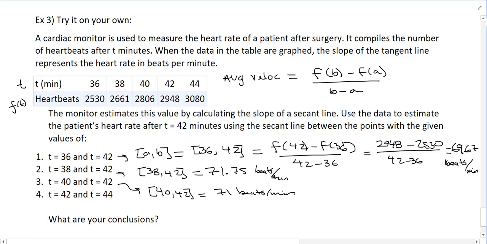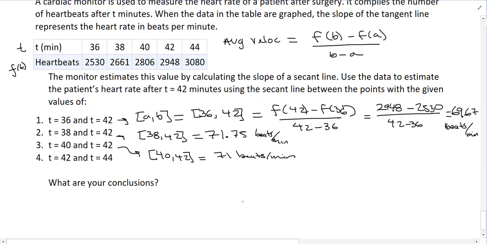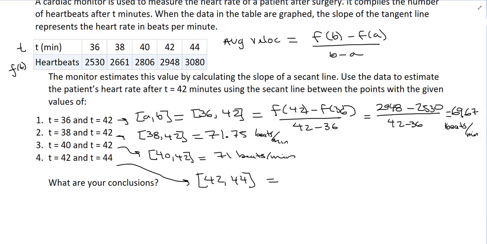So let's see what's happening. 69.67, 71.75, 71. Those values are looking pretty close. So what happens on the last one, on the interval 42 to 44? Here the average rate of change ends up being 66 beats per minute. So 69.67, 71.75, 71, and then 66. I hope you can see my point there.